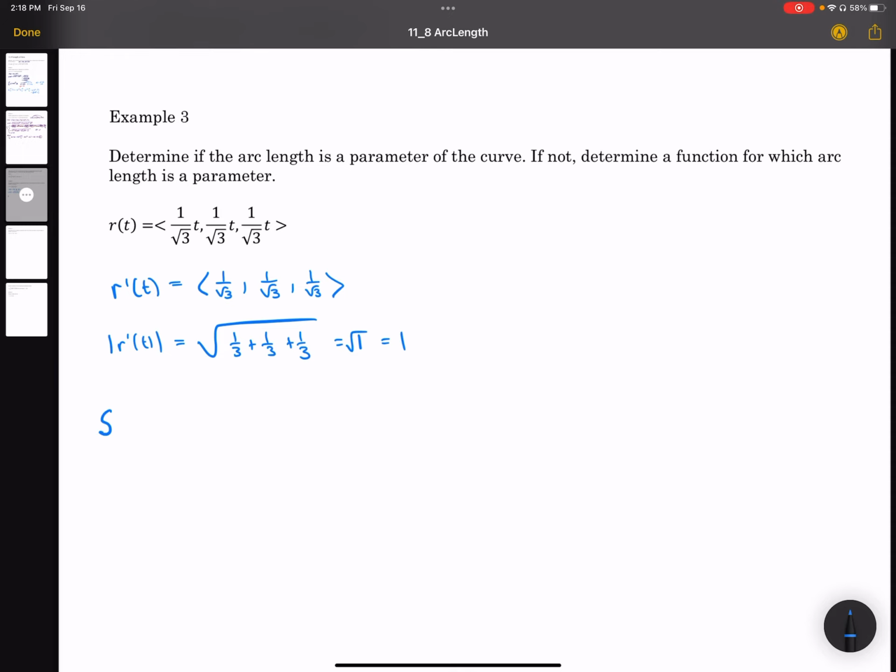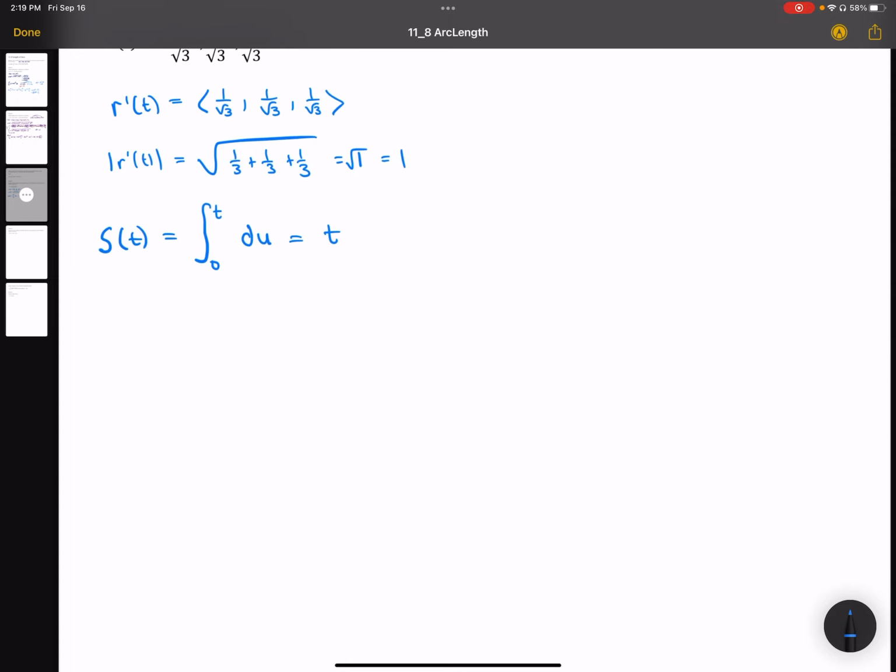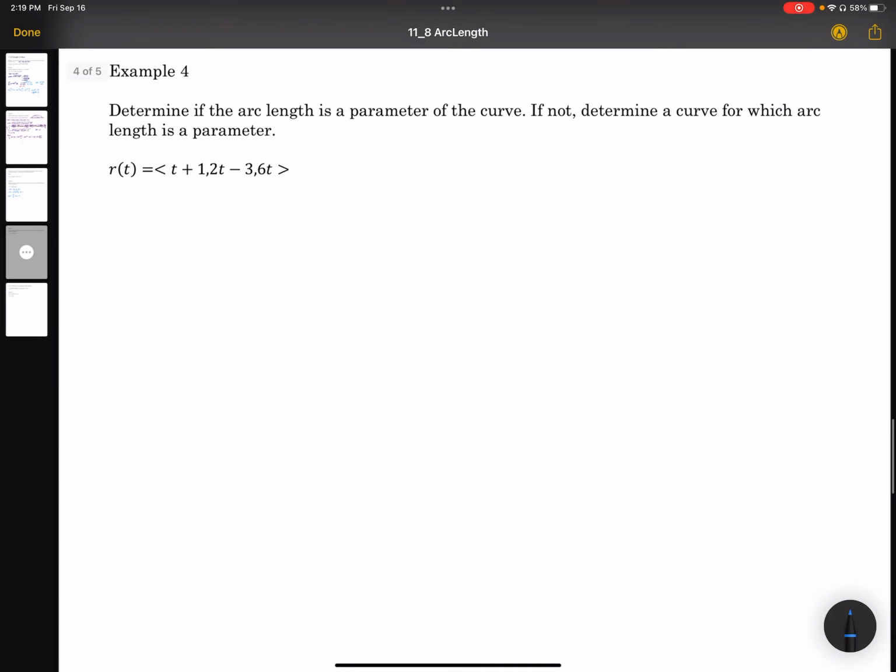So imagine we have this arc length function s of t, and it equals the integral, and we'll say from 0 to t of this function du. So we're going to get some function, and that's just going to equal t. So whatever value of t we substitute in, that's going to be the arc length for this function. For example, the next one is actually going to turn out that it's not a parameter, but we'll see why. Spoilers. So we're doing the exact same thing, but if the arc length is not a parameter of the curve, we want to write a function that we can have the arc length as a parameter of the curve.